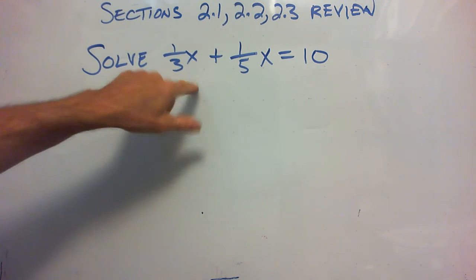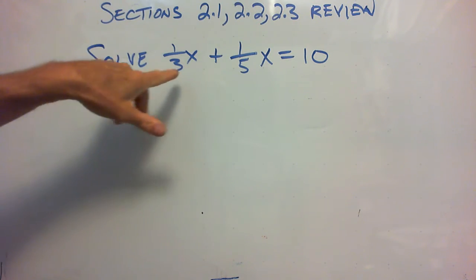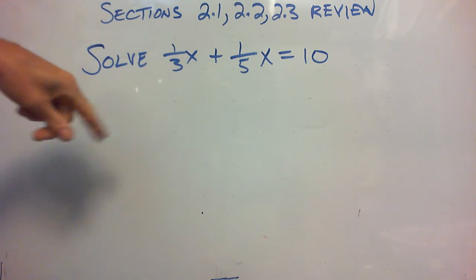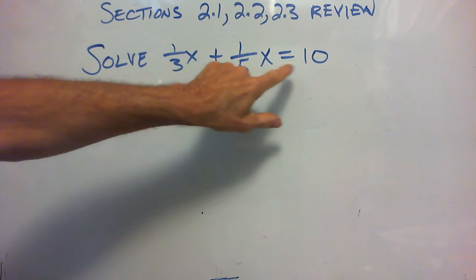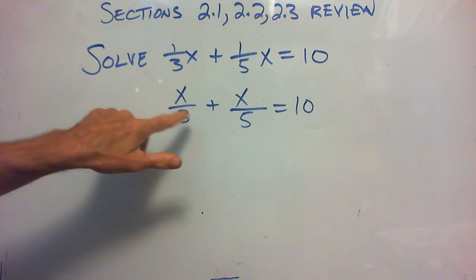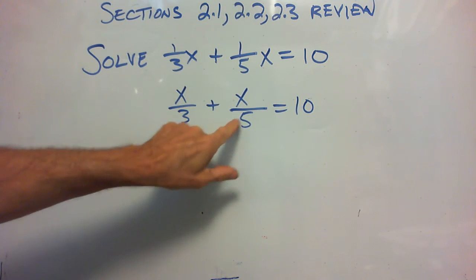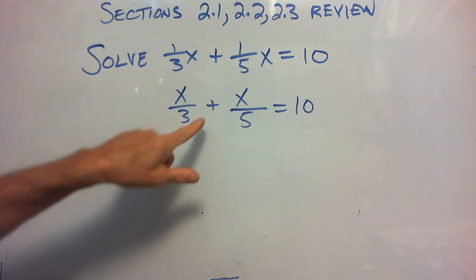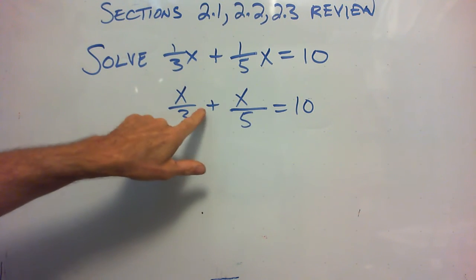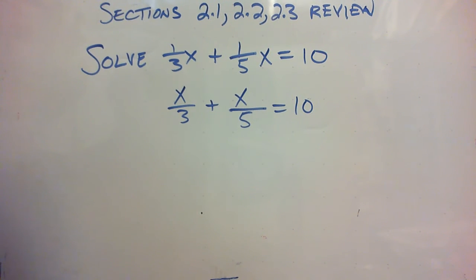Okay, and this next problem seems to be a little confusing for people, where you have fractions in the equation. 1/3 x plus 1/5 x equals 10. How do we handle those fractions? Well, first off, I would recommend rewriting this as x over 3 plus x over 5 equals 10. Now, to add these fractions together, we need common denominators. In this case, 15 is our least common denominator.